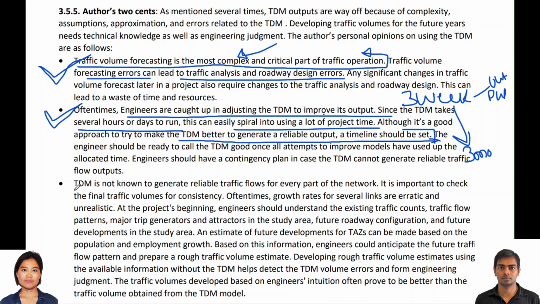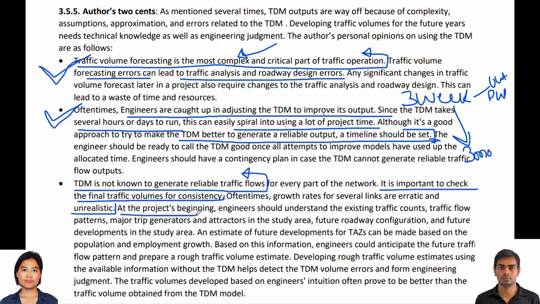And the third one is TDM is not known to generate reliable traffic flows because the TDM models are built on a lot of assumptions. However, traffic volume forecasting is very important, so we cannot get passed by. So it is important to check the final traffic volume for consistency. Oftentimes the growth rates for several links are erratic and unrealistic. So we looked at several checks. One was growth rate, one was directionality, one was complementary movements.